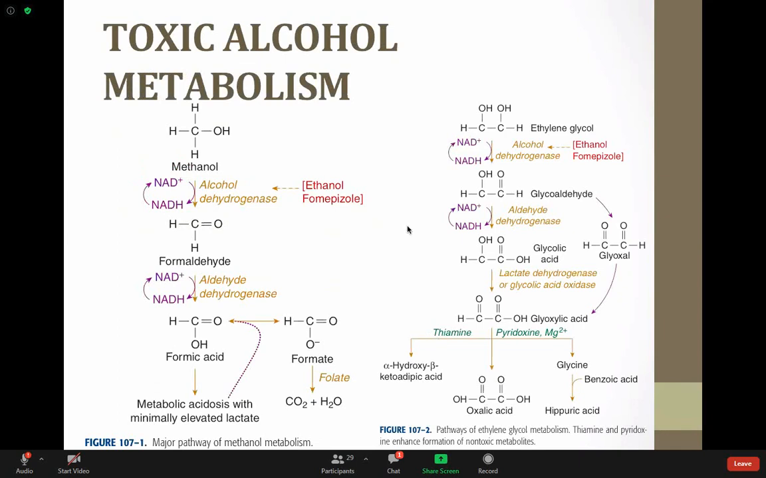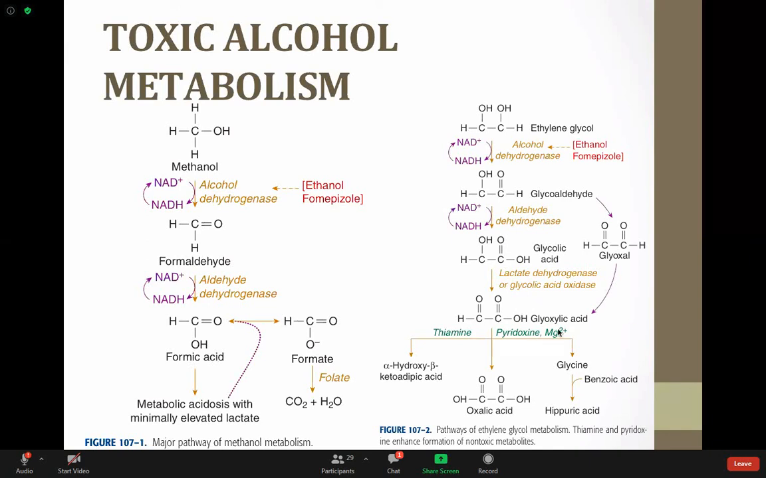I don't want you to memorize this. This looks hard. Don't worry about it. It's just to say that all alcohols are metabolized by alcohol dehydrogenase into aldehyde, and then by aldehyde dehydrogenase into the final metabolite. Methanol and ethylene glycol get metabolized to toxic metabolites. Methanol gets metabolized by alcohol dehydrogenase to formaldehyde and then to formate or formic acid, which is the disaster, which is the thing that causes metabolic acidosis and blindness and everything.